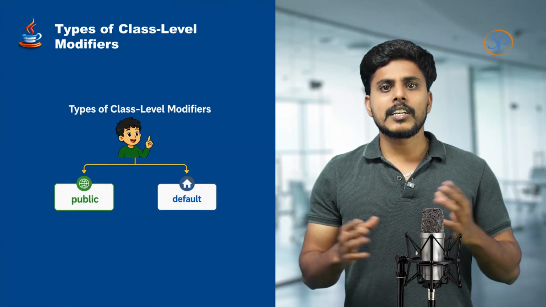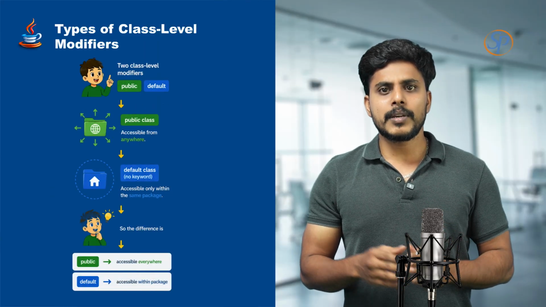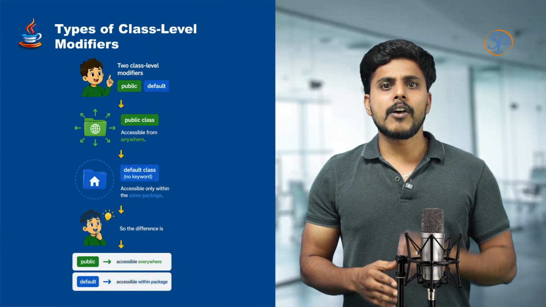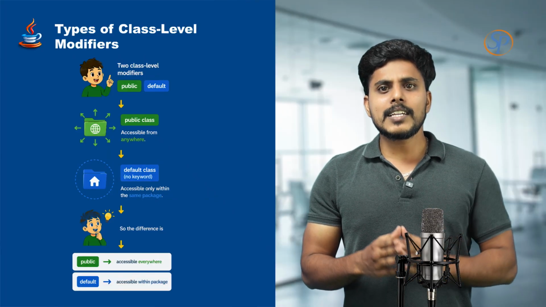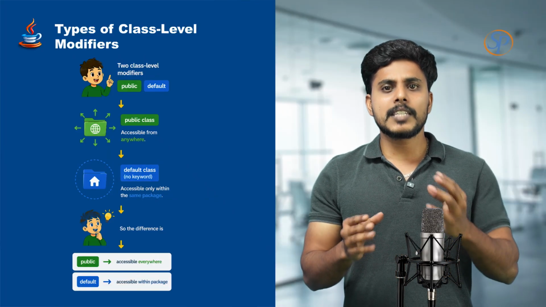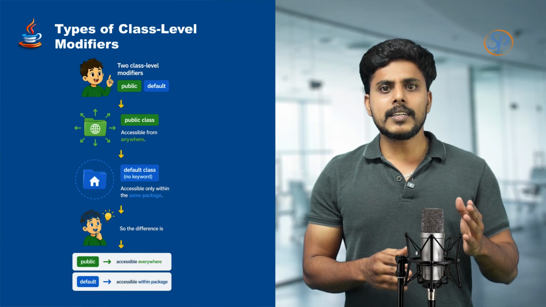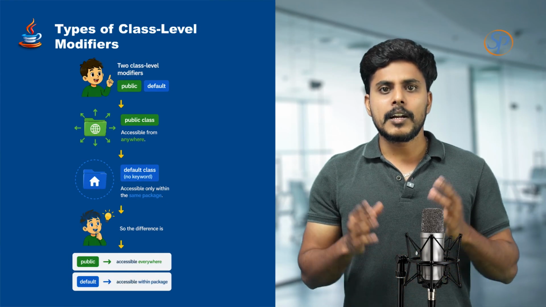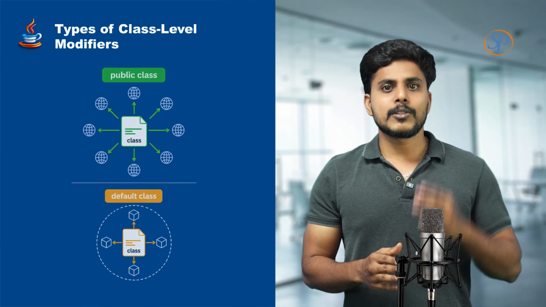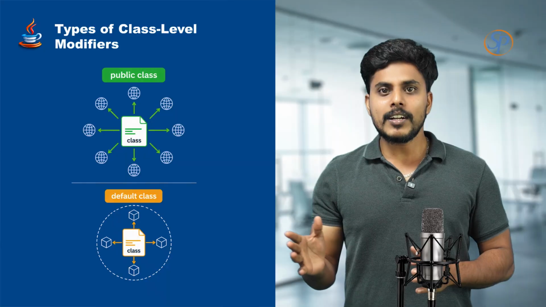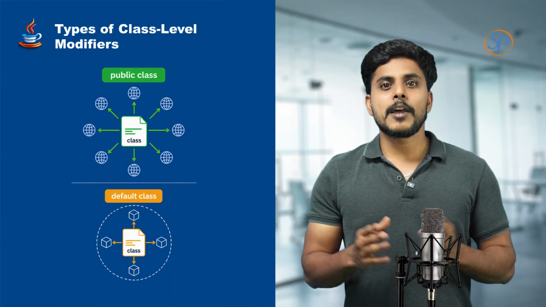Let's understand each one. Public class. This class can be accessed from anywhere, from any package. Default class. This class can be accessed only within the same package. So the difference is, public is accessible everywhere. Default is accessible within the package. So public is open, default is limited. Now let's see this practically.